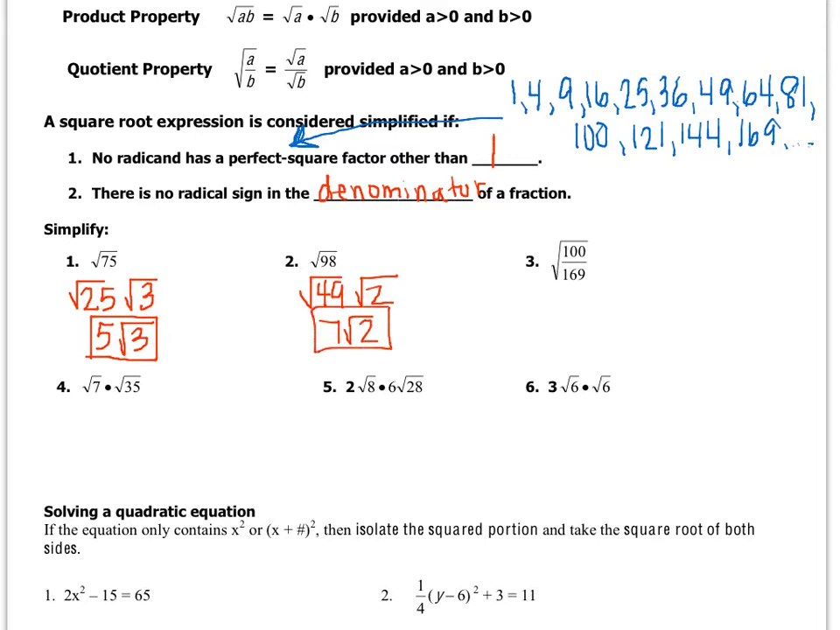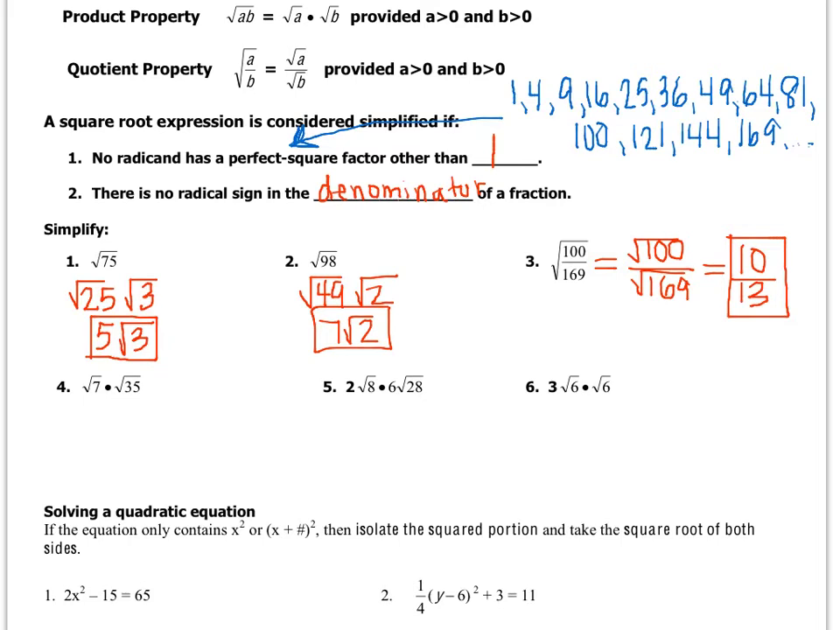Number 3, well, I know from up above, I can break this up and give that square root to the top and bottom. So I can make it the square root of 100 over the square root of 169. Well, the square root of 100 is 10, and the square root of 169 is 13. 10 over 13, nothing goes into both of those, so 10 over 13 is in reduced form.